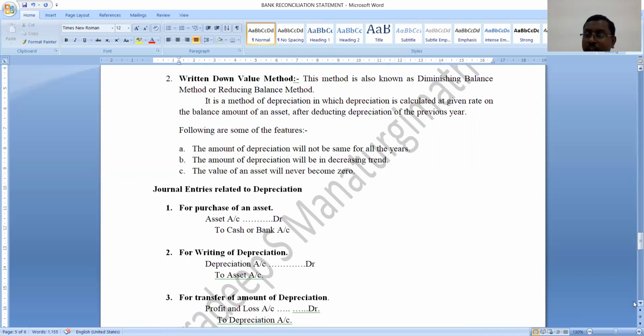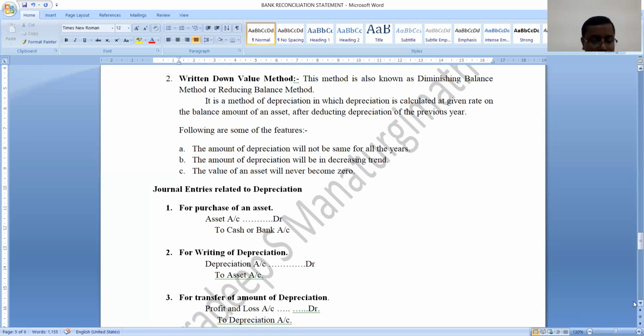And the third important feature is, as we all know, under the straight line method, once the estimated life of an asset comes to an end, the value of the asset becomes zero. But under the written down value method, the value of the asset will never become zero. Understood? Here, even once the estimated life of an asset comes to an end, we will find a certain balance in the asset account. That particular balance should be treated as the scrap value of an asset. It is about which method? Written down value method. Okay.